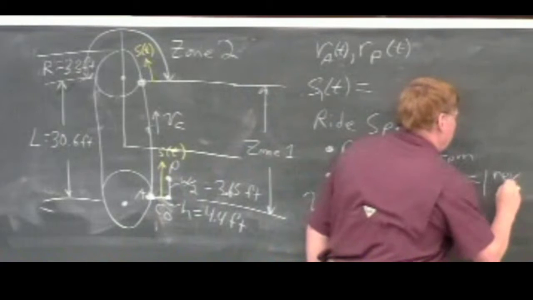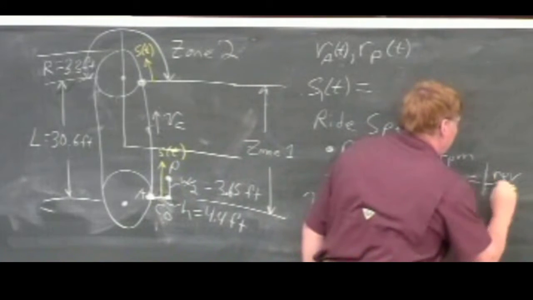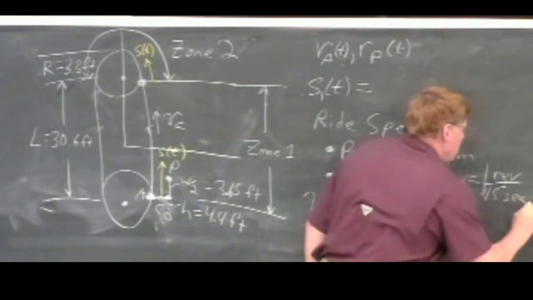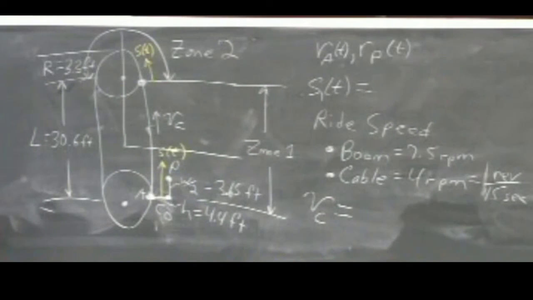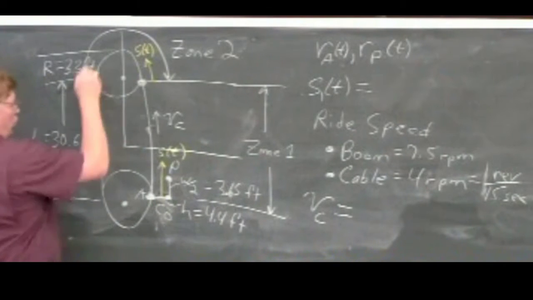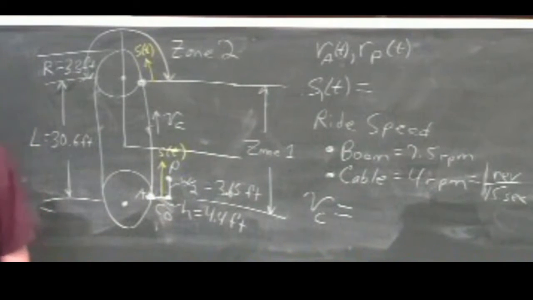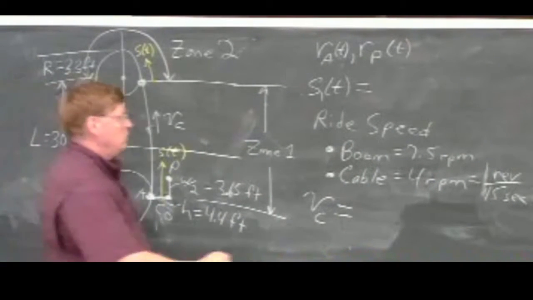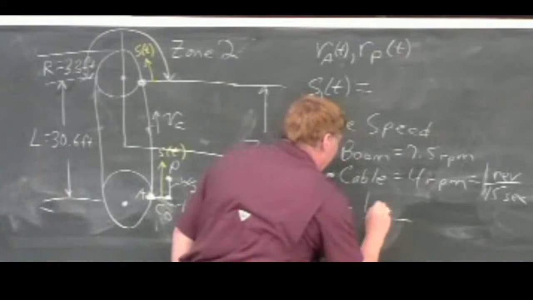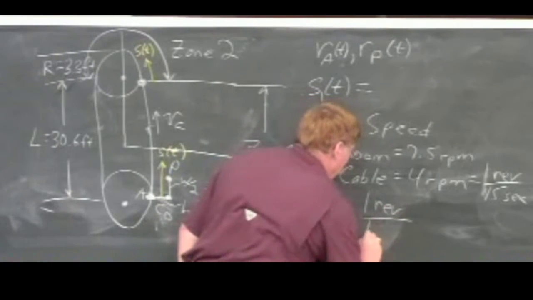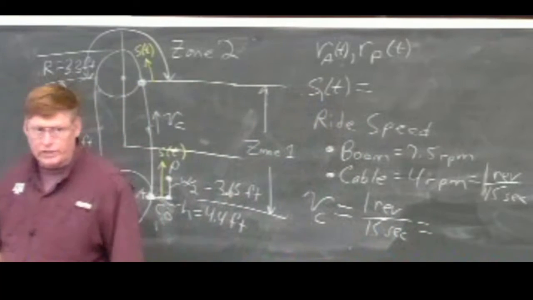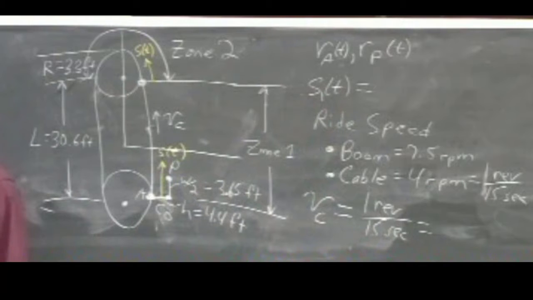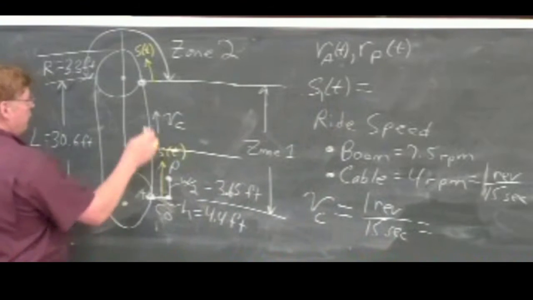One revolution, let me write this way, 1 revolution in 15 seconds. That's what it takes. What is a revolution around this ride? If you start here, 1 revolution, how far did you travel? What is S in those 15 seconds? I'm saying your velocity is 1 revolution in 15 seconds. But what is that distance of a revolution? How far do you travel?